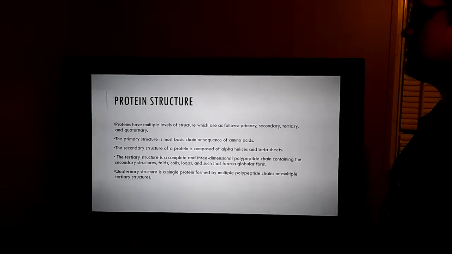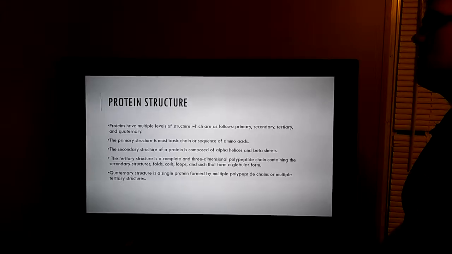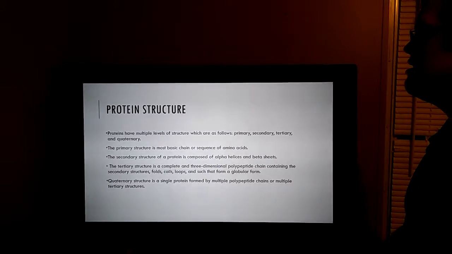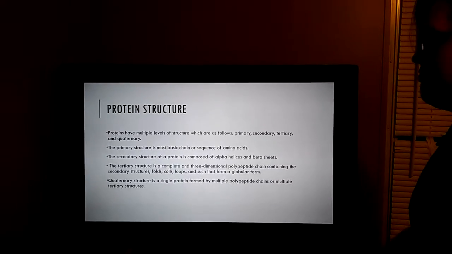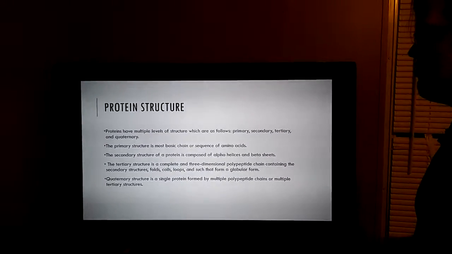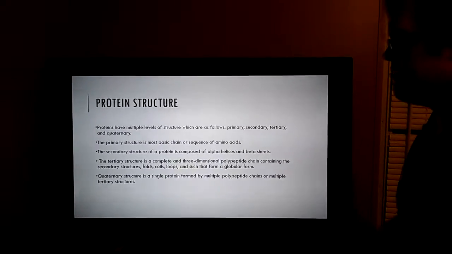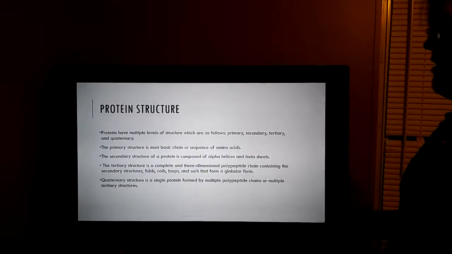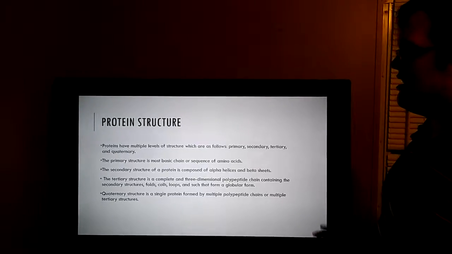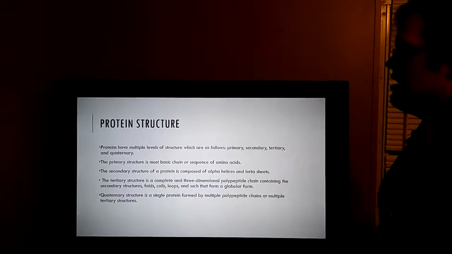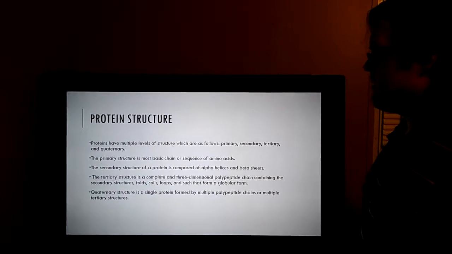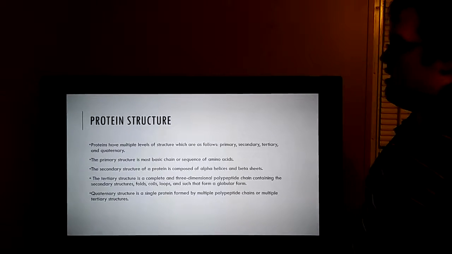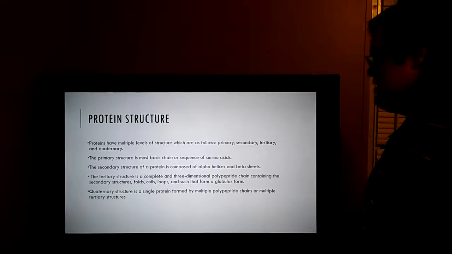So in the protein structure, they have a lot of different forms, a lot of forms of structure that have been categorized. So there's primary structure, which is basically just the actual sequence of amino acids that make up proteins. The secondary is whenever these chains have turned into pleated sheets or helices. The tertiary is whenever it's actually formed into a complete 3D structure. And the fourth is whenever it has multiple 3D structures.